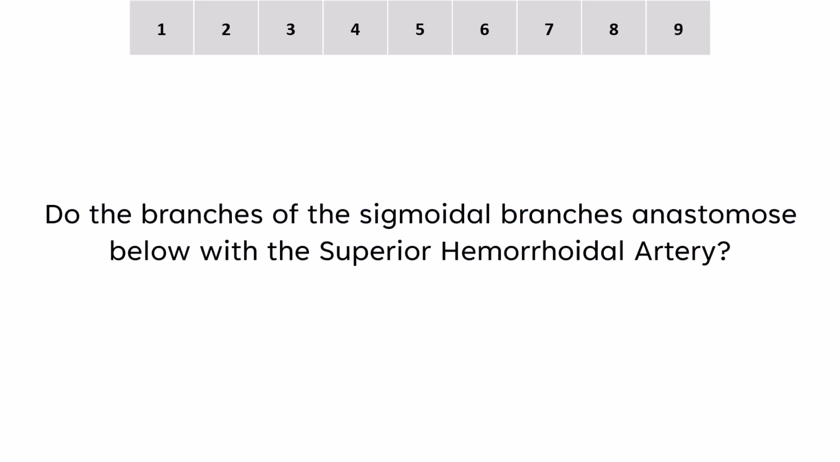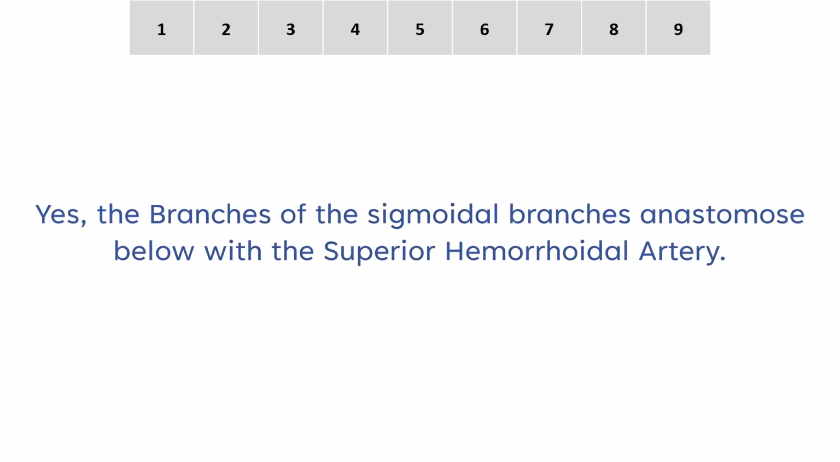Do the branches of the sigmoidal branches anastomose below with the superior hemorrhoidal artery? Yes, the branches of the sigmoidal branches anastomose below with the superior hemorrhoidal artery.